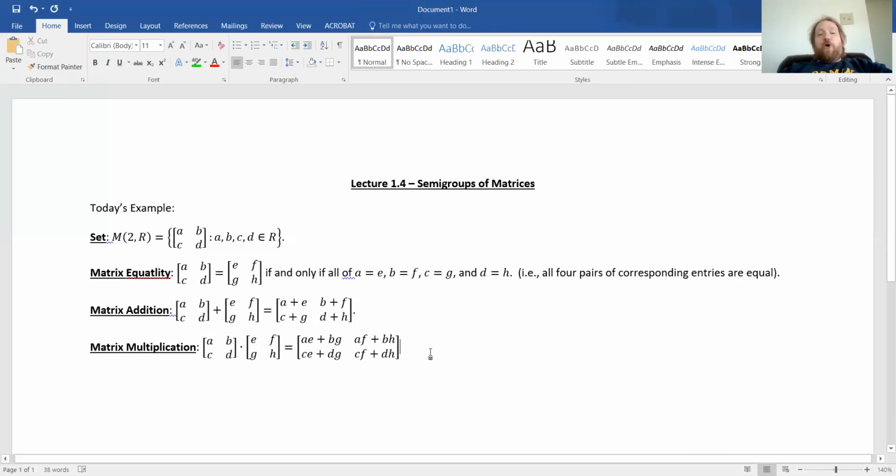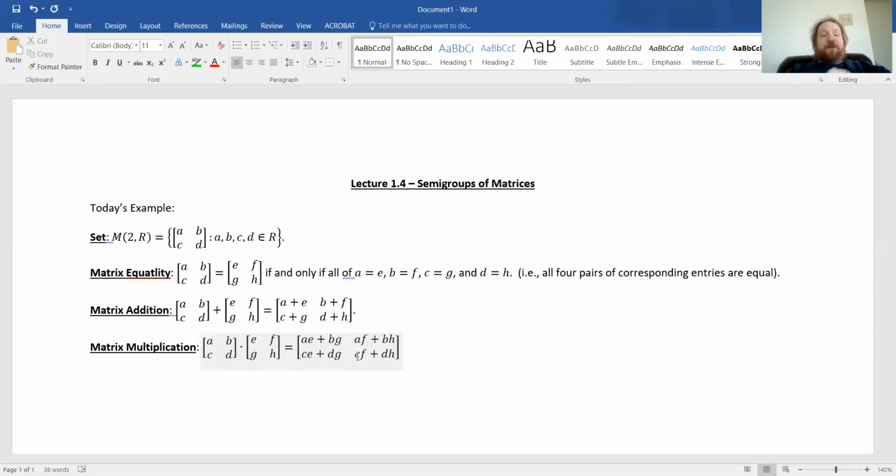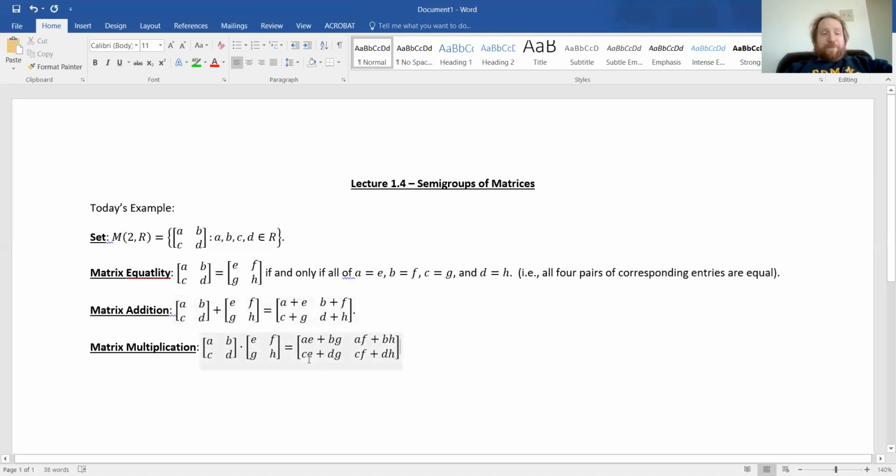Okay, so again, I do not recommend trying to memorize this matrix. I instead recommend trying to understand the first column of the product is the matrix on the left times the vector that is the first column of the matrix on the right. And the second column of the product is the matrix on the left times the vector that is the second column of the matrix on the right. If you remember this column-wise, it will be a lot easier than trying to memorize this formula here.